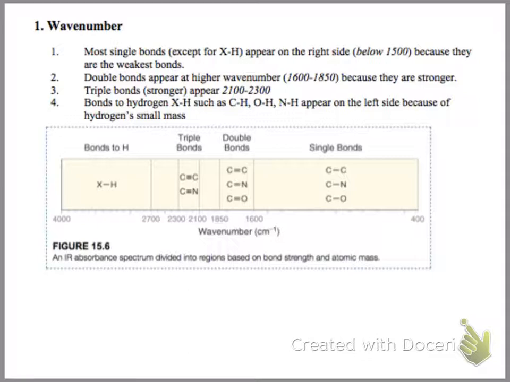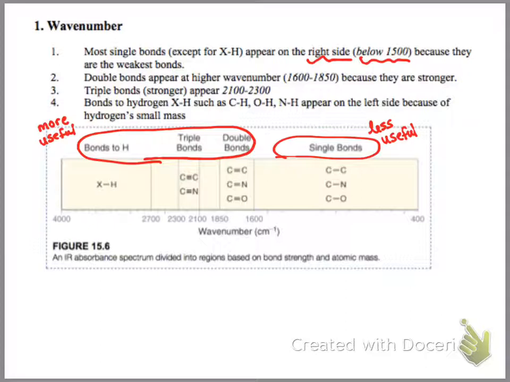So wave number is where does it fall along the scale, and the most useful way to think about an IR is the peaks that fall on the left-hand side, which are the higher energy peaks. These are more useful, and these include bonds to hydrogen, like carbon to hydrogen or oxygen to hydrogen. Triple bonds fall around 2,000, around 2,200 or so, and then double bonds fall around 1,700 or 1,800 in that region.